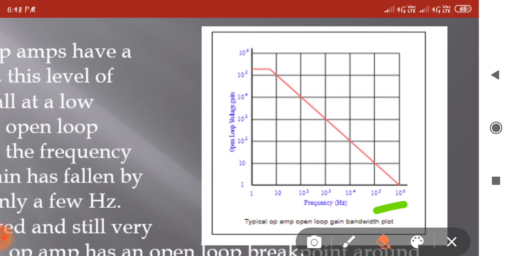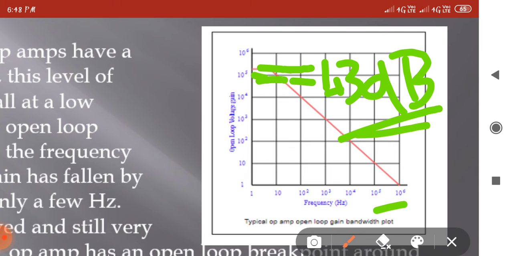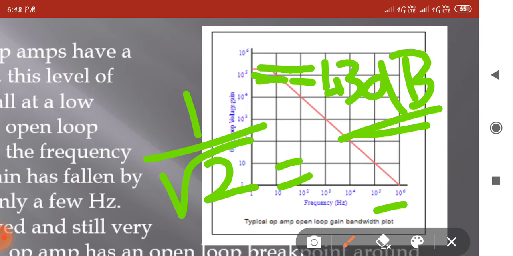And the open loop gain, 10 raised to 5, is there in dB. It is a minus 3 dB. It is the difference; this difference is minus or plus 3 dB. Why? Because the RMS value is 1 by root 2. It is the minus 3 dB.